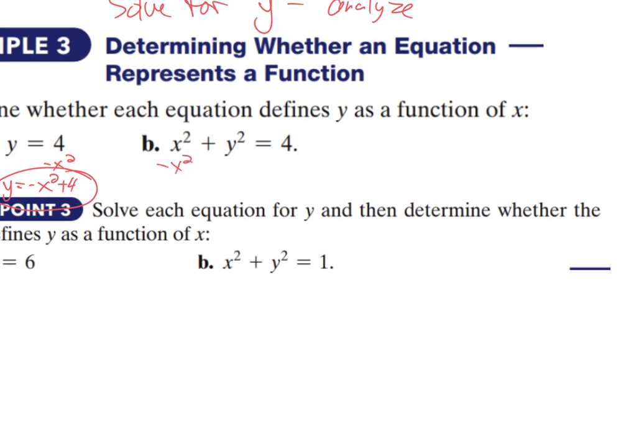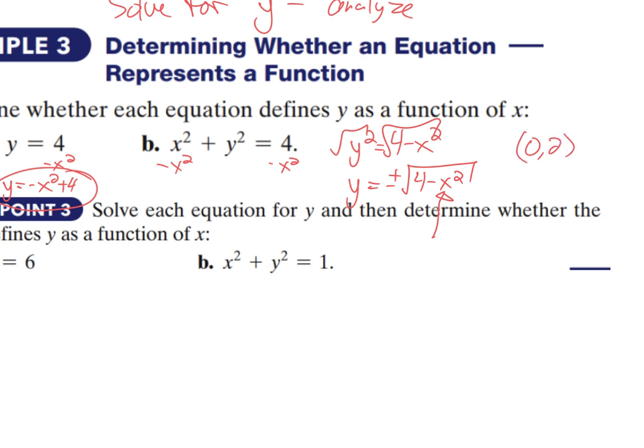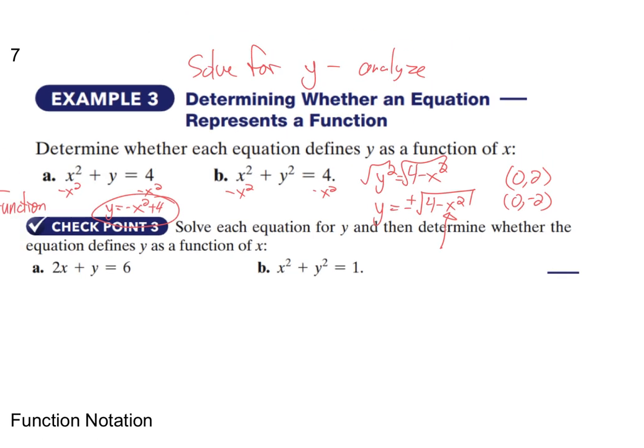So I would subtract x squared from both sides, gives me y squared equals, I'm going to write 4 minus x squared, and then we square root both sides. Now when we square root both sides of an equation in algebra, we have to include the plus or minus. So when I put in a value for x, let's say I put in 0, I'm going to get 2, but I'm also going to get negative 2. Okay, so y equals plus or minus. That means this is not a function.